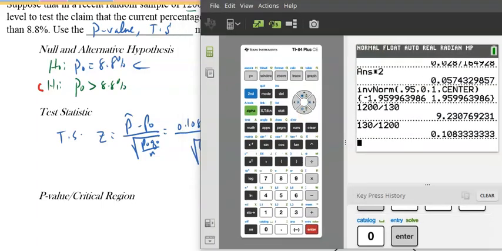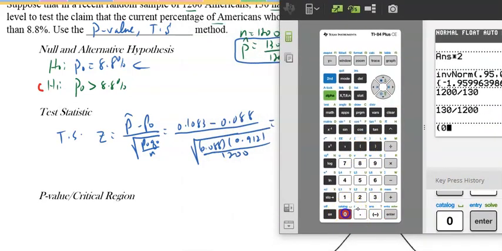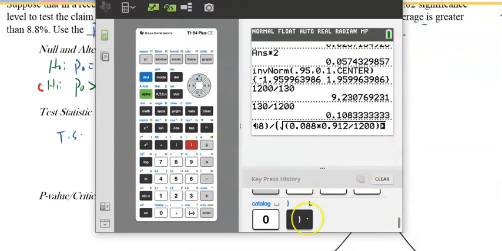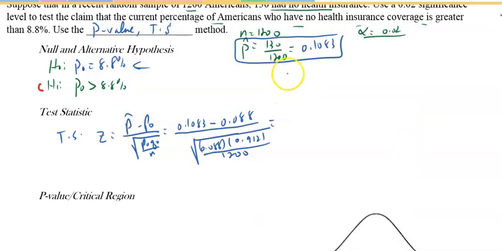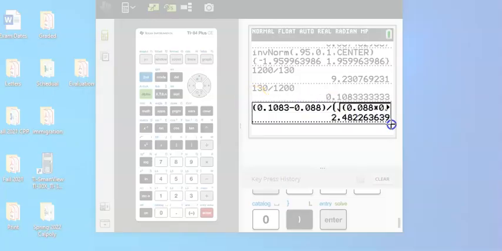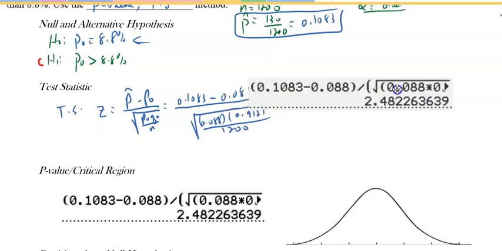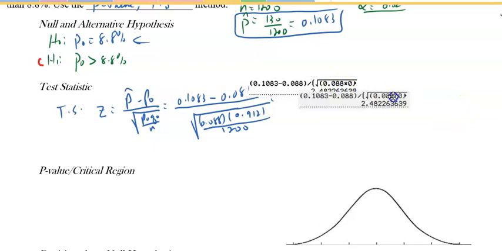And if I throw this in my calculator, I'm looking at parentheses 0.1083 minus 0.088 divided by square root of 0.088 times 0.912 divided by 1,200. And let's see how that looks. That looks pretty good. Let me copy that down. So I'm getting that to be 2.48. So it's very important to get that for z.